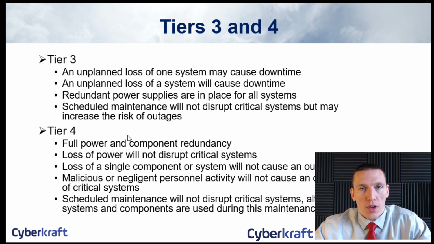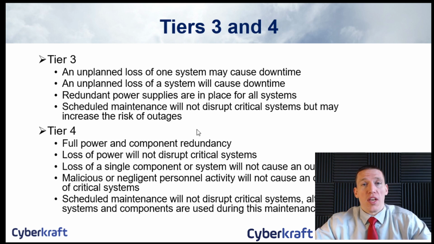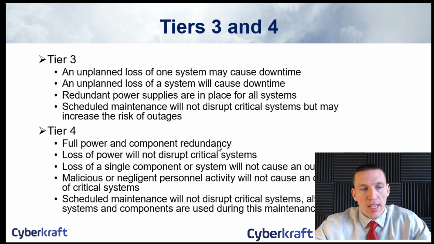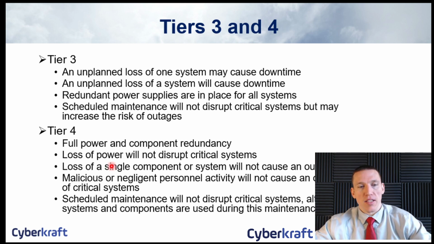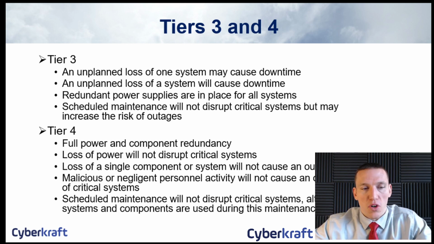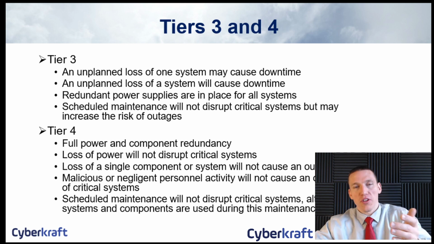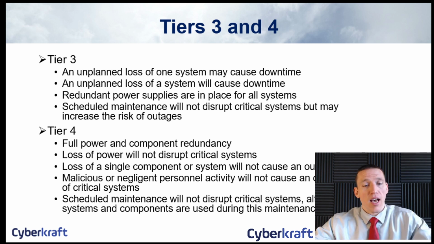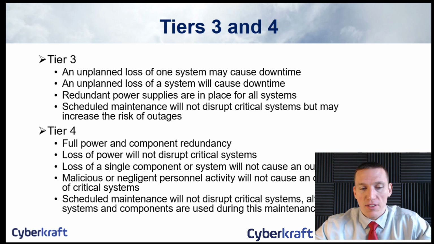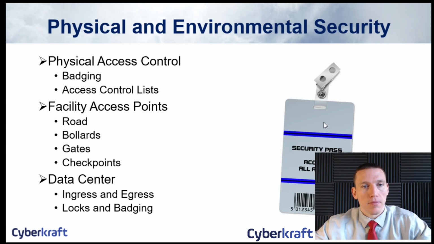And then tier 4 is where you have full redundancy. This is where you can have the 5 nines of availability and up. You can even have 6 or 7 nines of availability. Full power and component redundancy. A loss of power is not going to disrupt critical systems. A loss of a single component or system is not going to cause an outage. And personnel activity is not going to cause an outage of critical systems. So here you have complete redundancy of each system, and there's a backup for basically everything.